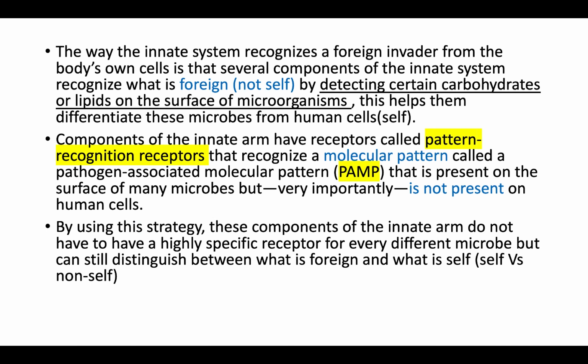The way the innate system recognizes a foreign invader from the body's own cells, that several components of the innate system recognize is what is foreign versus not self, by detecting certain carbohydrates or lipids on the surfaces of microorganisms. These are called pattern recognition receptors.